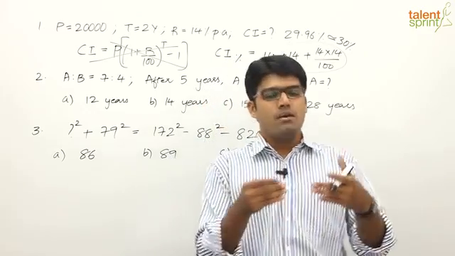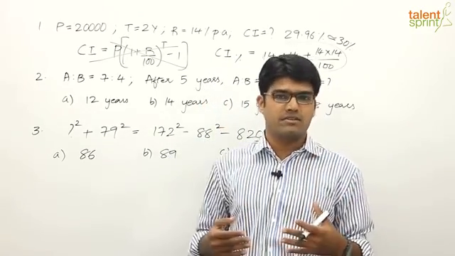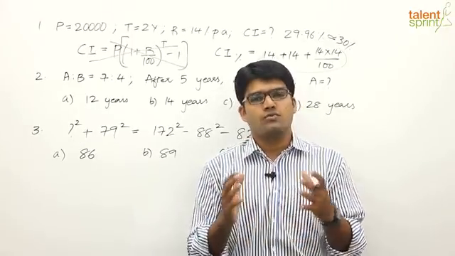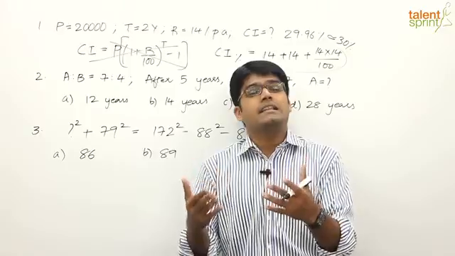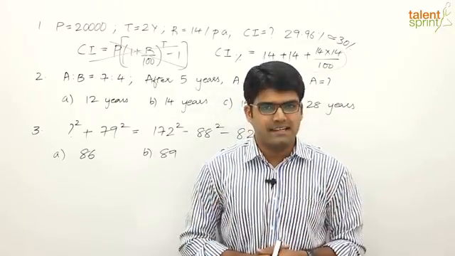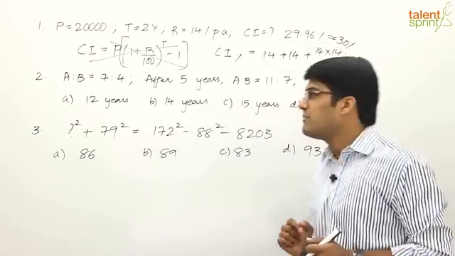All we need to do is put the option answers back in the question and see which option satisfies the given question here, right? So we simply substitute the answer options in the question one after the other, and the one that satisfies the given question can be taken as the correct answer. Let's understand this with the help of an example.